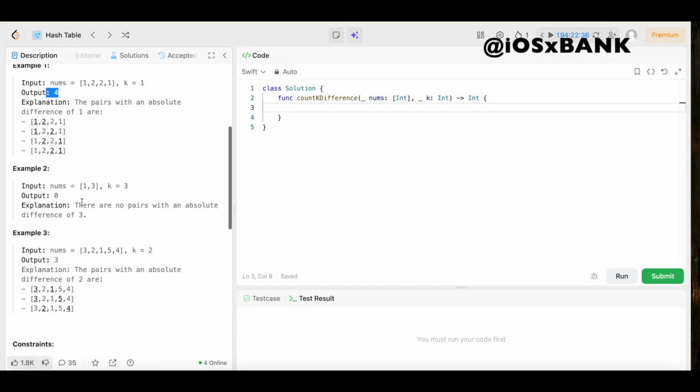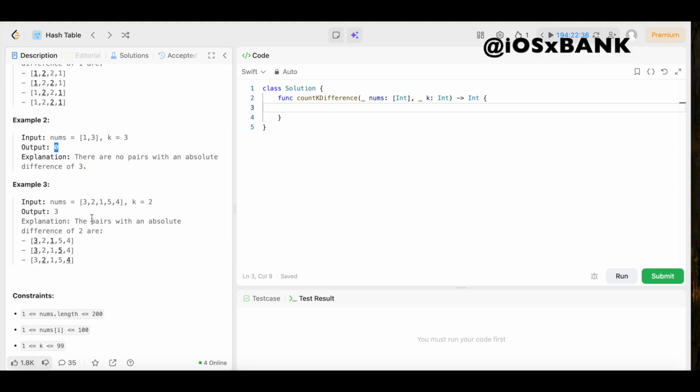Now, just in case that didn't make sense, let's take a look at example 2. So in example 2, our input nums equals an array of integers 1 and 3. This time k equals 3. The output is 0. The explanation says there are no pairs with an absolute difference of 3. So in this case, there's only 2 numbers, and if we do 1 minus 3, that's going to give us negative 2. The absolute value of negative 2 is 2. 2 is not equal to 3, so there's 0 pairs that we can use.